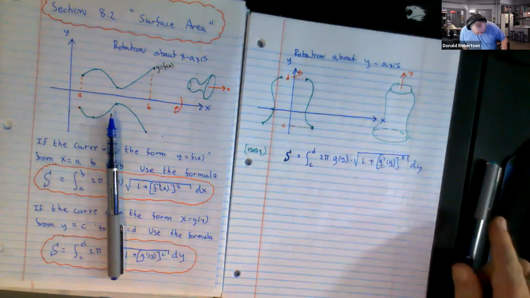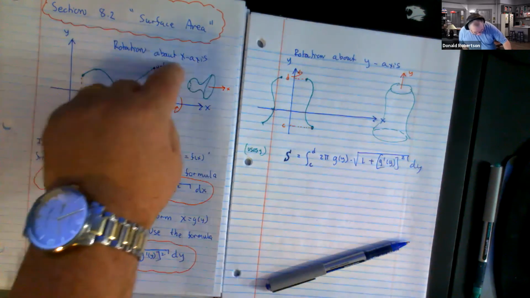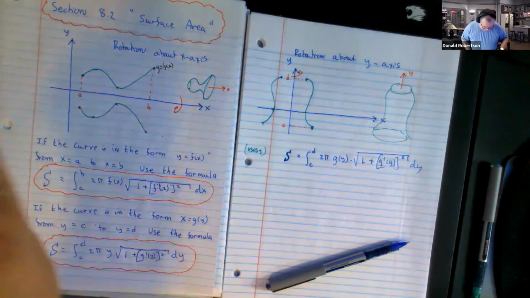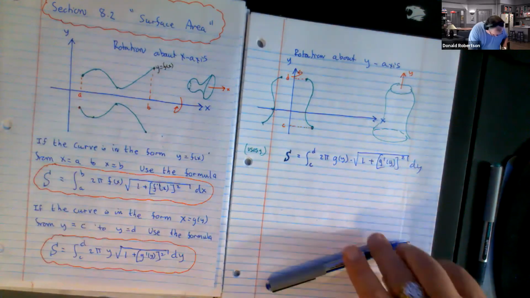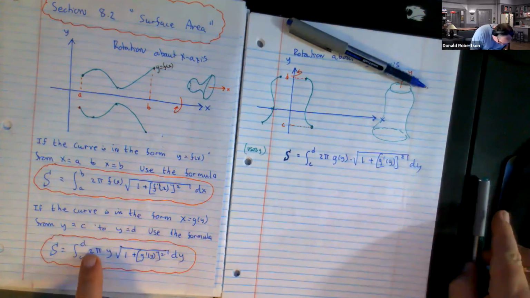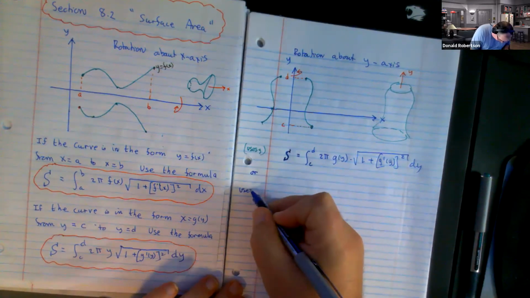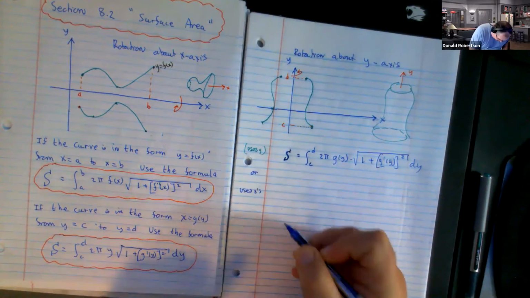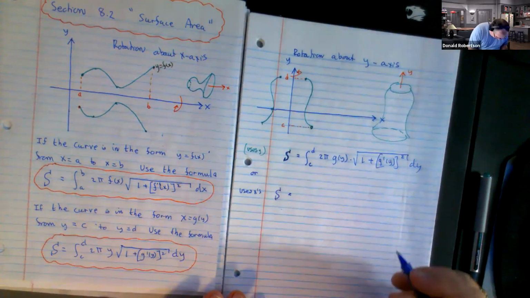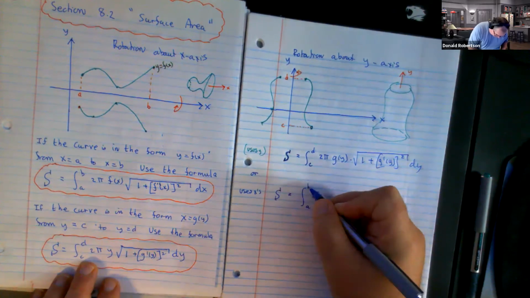But you can also have a curve that is in the y equals f of x form, but still rotated about the y-axis. And when it does that, you use a version of this fella. So if it uses x's, you use this one. So it's going to be s equals the integral from a to b of 2 pi.